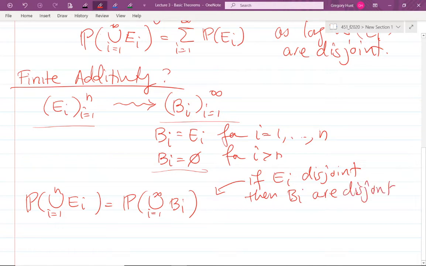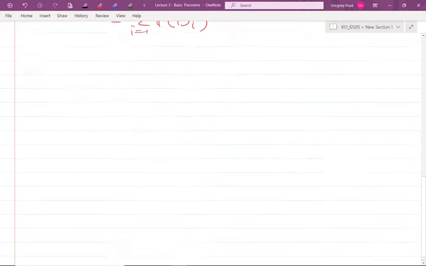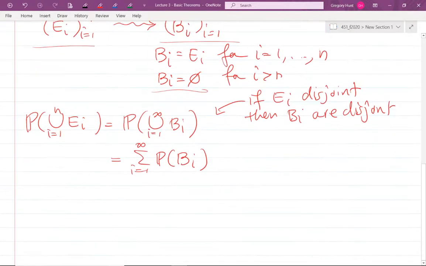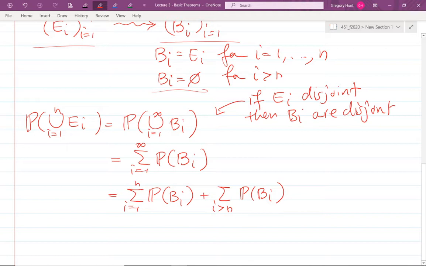And let's just move to the lower line here. So our countable additivity axiom says I can write this as the sum of the probability of the individual B sub I. And of course, I can write this as the sum, I goes 1 to n of the probability of B sub I, plus the sum, let's say I bigger than n, of the probability of B sub I.